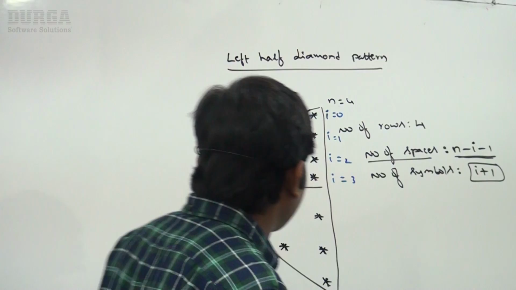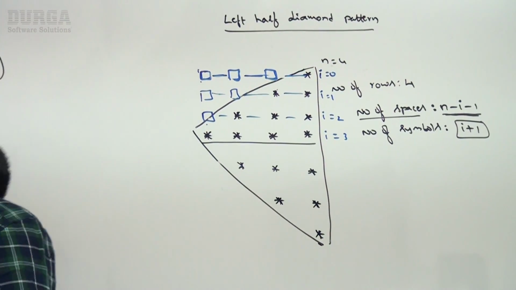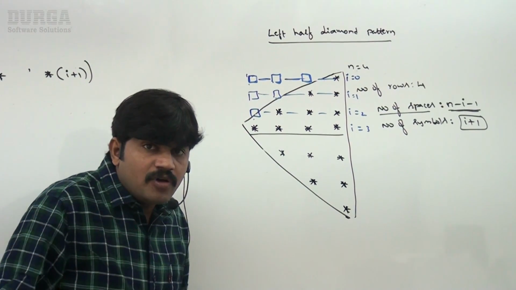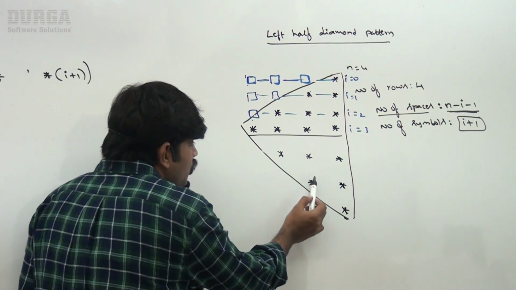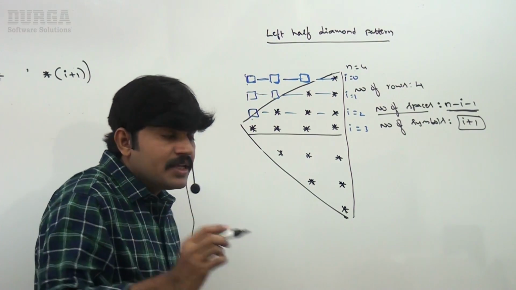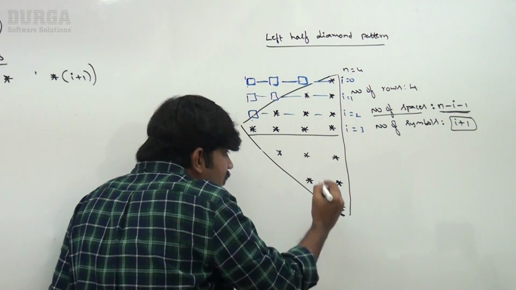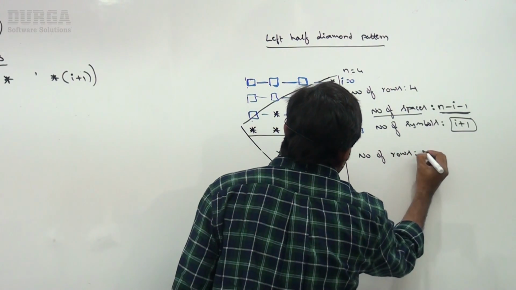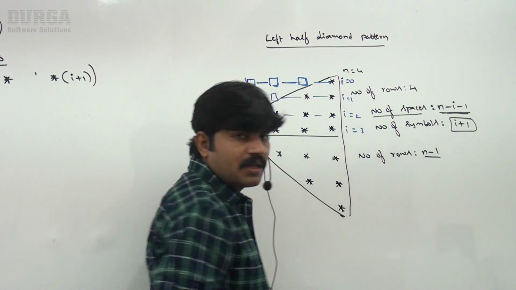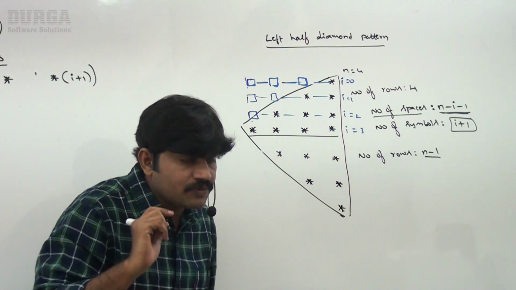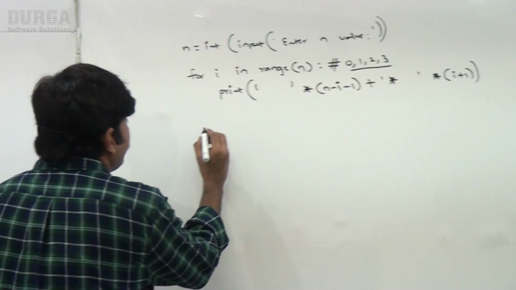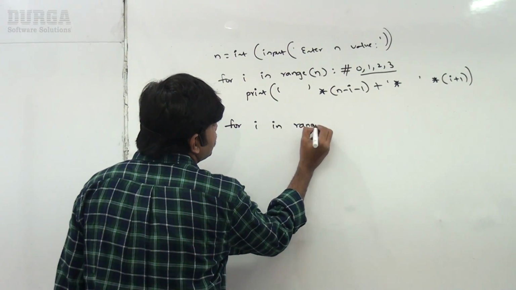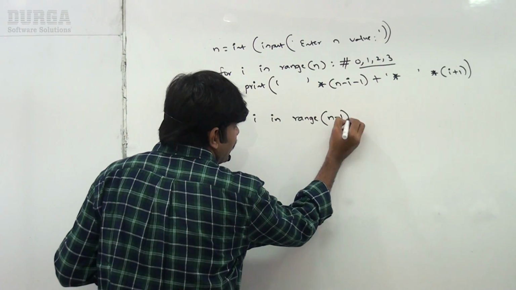Sir, what about the second half? How can you implement the second half? It's very simple. Observe that. In the second half, how many rows are available? 1, 2, 3 only. So if n is equal to 4, only 3 rows are available. So the number of rows is n minus 1. The number of rows in the second half is n minus 1. Sir, now observe carefully. For i in range of n minus 1.